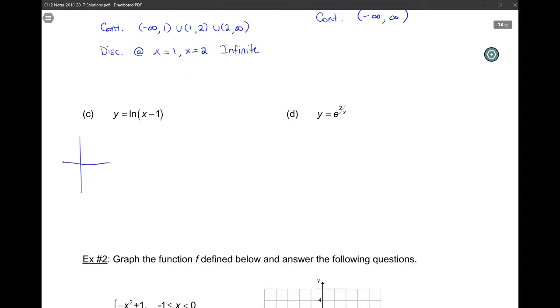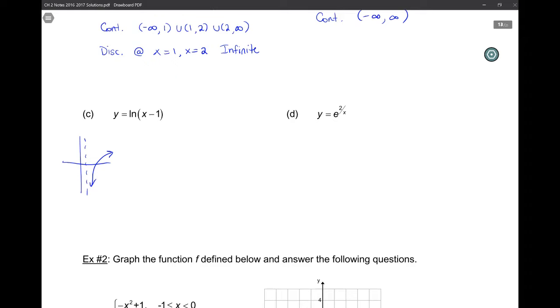We talked a little bit about natural logs. The domain for natural logs: you can't plug in anything less than 0, and you can't put 0 in either. There's a vertical asymptote. Now, if it's x minus 1, then our vertical asymptote is here at x equals 1, and it looks, again, very rough sketch, but something like that.